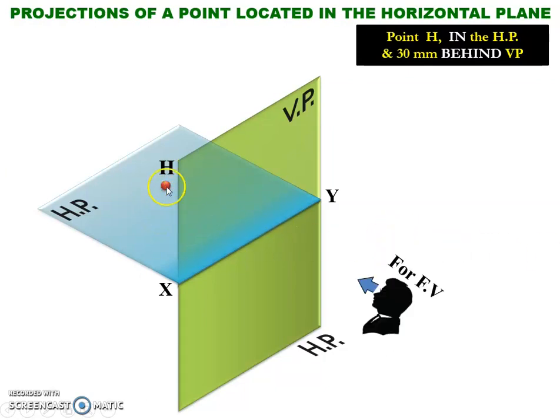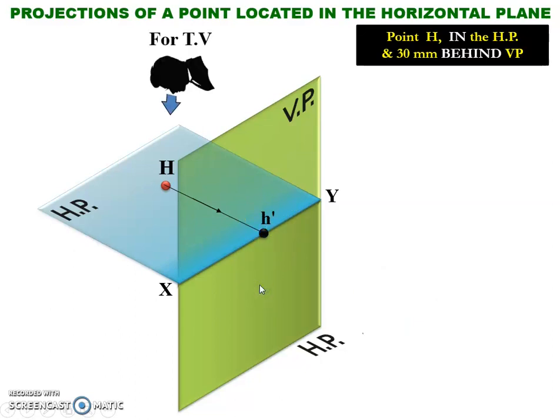To obtain the front view of the point capital H, we need to project it onto the vertical plane, and the projected point on the vertical plane can be called its front view, and the front view must be denoted using the corresponding lowercase letter with a dash, so we can name it as small letter h dash. In the same way, to obtain the top view of the point capital H, we need to observe the point from the top and the point needs to be projected onto the horizontal plane. Since the point capital H is already located on the horizontal plane, we need not project it further, so the same point capital H will become its top view.